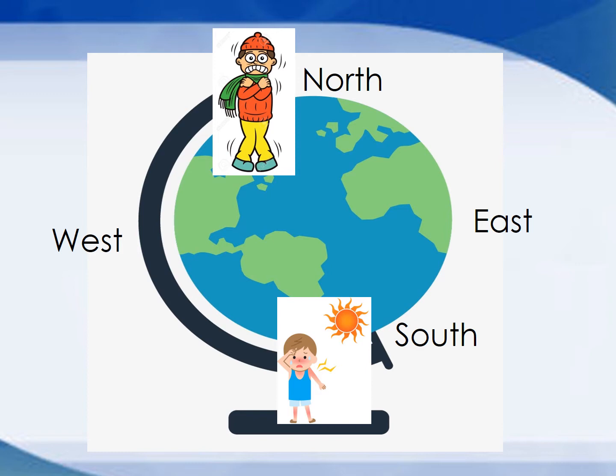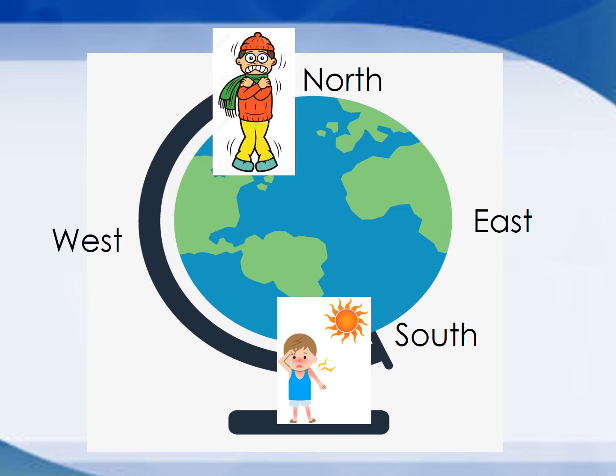Look at this. The earth is divided into two. We have the upper part and we have the lower part. The upper part is the north and the lower is the south. The season in these two parts are opposite. So when it's winter here in the north, here in the south, the season is summer. As you can see, this little boy feels very cold, but there's this boy in the southern part who feels very hot. So their season is opposite.